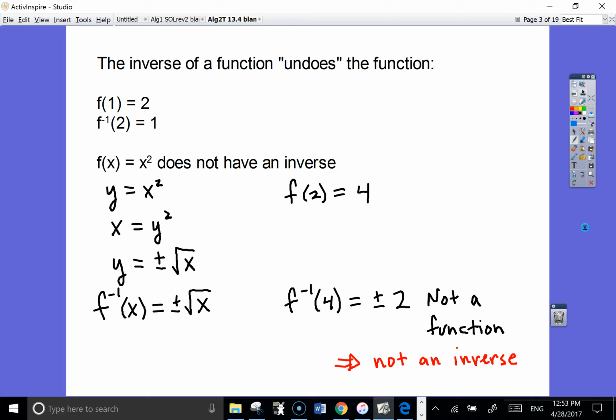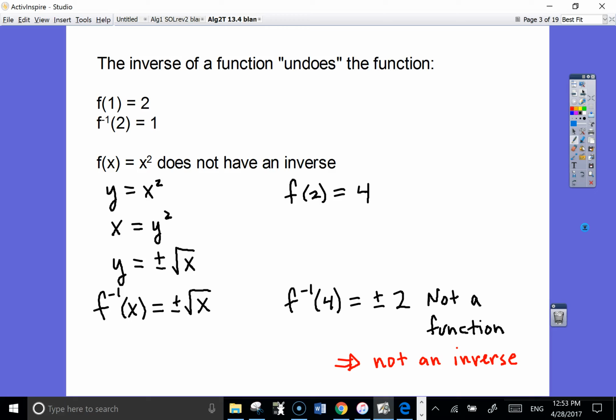And we get y equals, or f minus 1 of x equals, plus or minus the square root of x. So for example, if I find f of 2, I get 4. But if I find f minus 1 of 4, because of the plus and minus, I get plus or minus 2, which means the function and the inverse are not exactly undoing each other, right? I can find f of 2 is 4, but f of 4 is also negative 2. So we would say that this does not have an inverse.